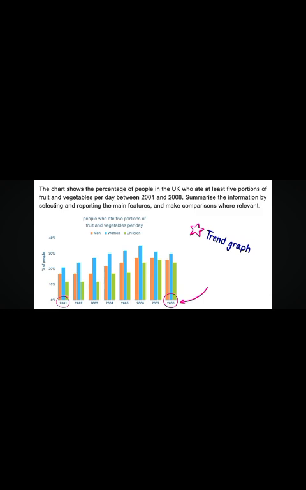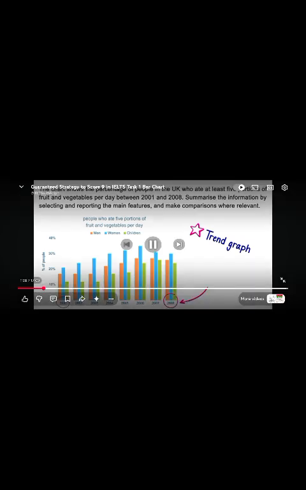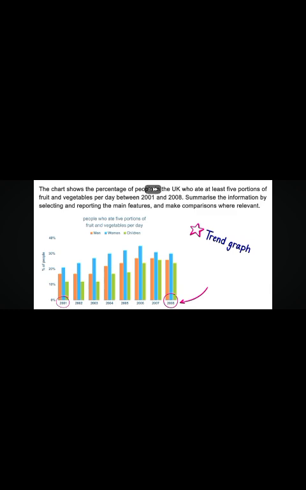So here is a sample bar chart, which is a trend graph, and we have the dates from 2001 up to 2008, and there are 3 main categories here: men, women, and children. And it's about eating 5 portions of fruit and vegetables per day, and the vertical line shows the percentage: 10%, 20%, 30%, and 40%. All right. So we know what our chart is about.